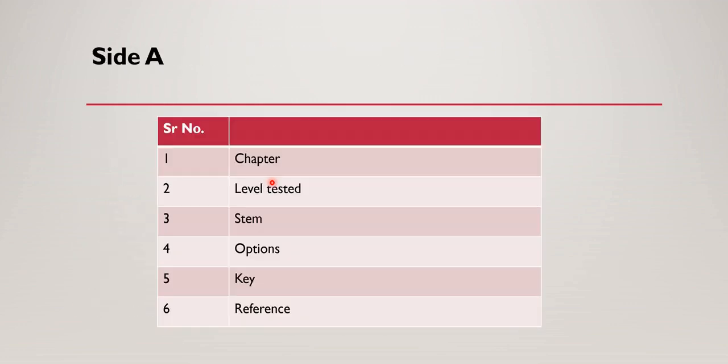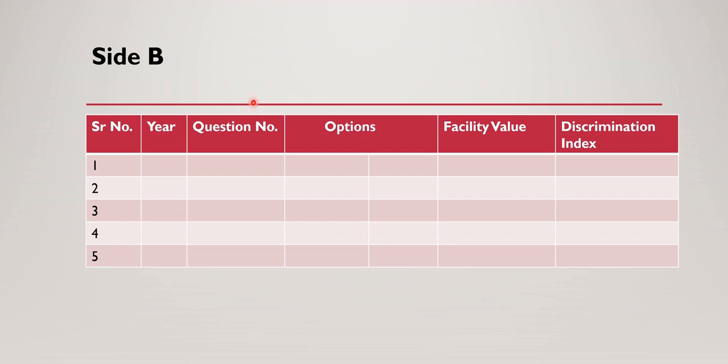Then we have to make a table, so that it is easy for us. Side A contains, for every item, every question: the chapter, the level tested, the stem, the options that it involves, the right answer, that is the key, and the references from where we have taken the question. Then there is side B. We mention the serial numbers, the year for which it is made, the question number or item number, the options that we provide, then the facility value and the discriminative index.